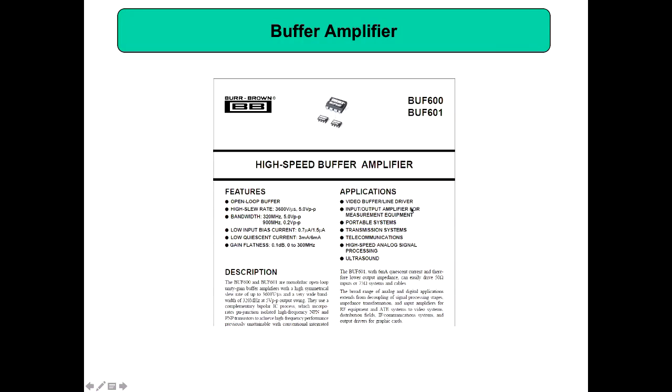Input/output amplifier for measurement equipment, because when you make measurement equipment in instrumentation, you have this issue when you connect a sensing device to the input or output. Then in transmission systems, ultrasound, telecommunications, in most places you will find this impedance mismatching issue. Then you can use an op-amp based buffer. In the operational amplifier based buffer, the advantage is they have so many transistors, so you get a very high input impedance and a very low output impedance.